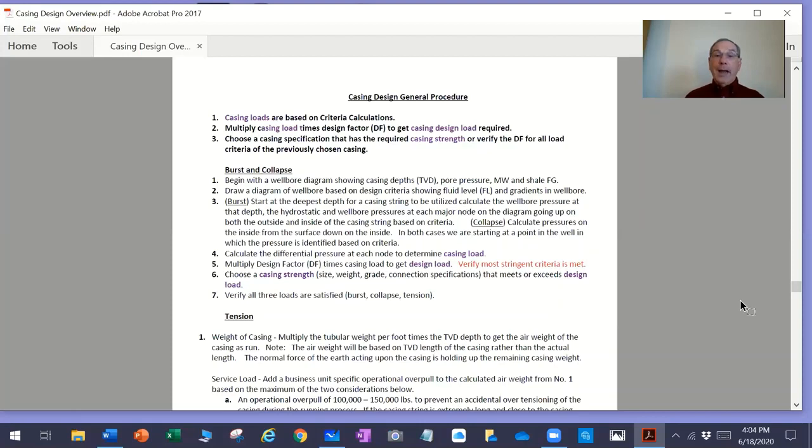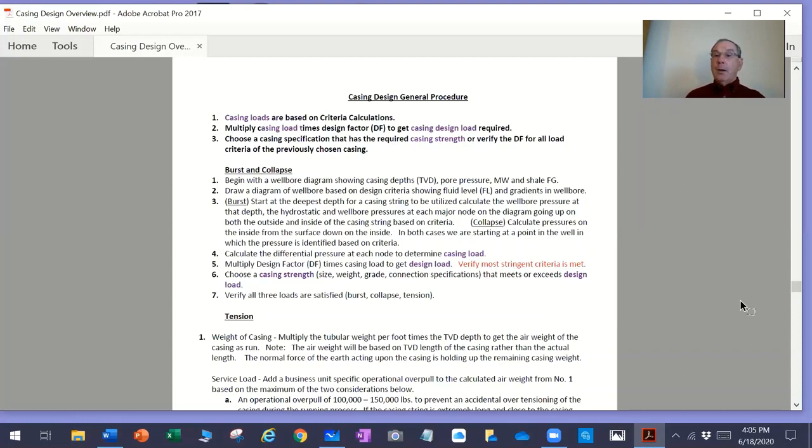Then number 5, you multiply the design factor. So if it was burst, you would multiply the one I just illustrated, that 4,000 pound casing load times 1.1 to give you a design load of 4,400 pounds. So then you've got to verify that the most stringent criteria is met.